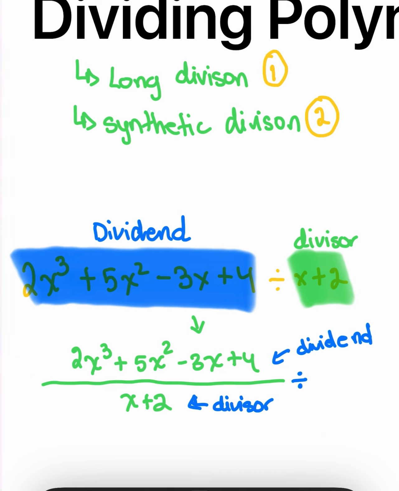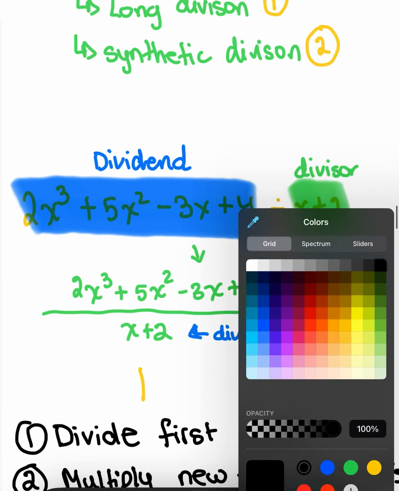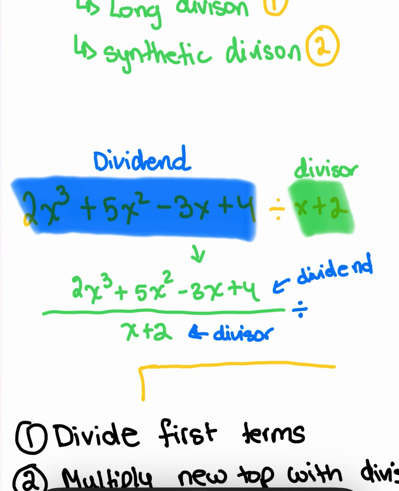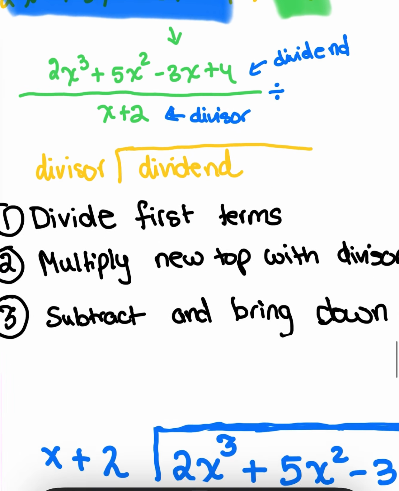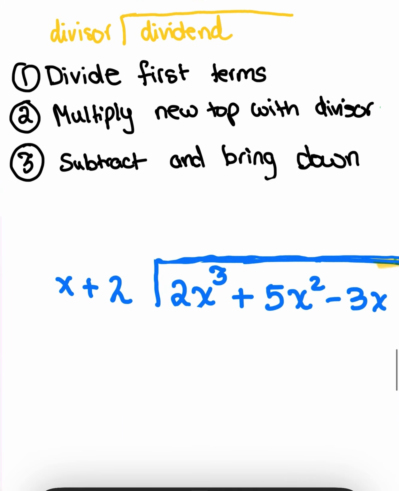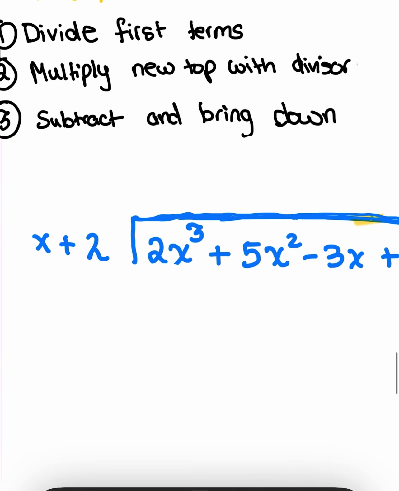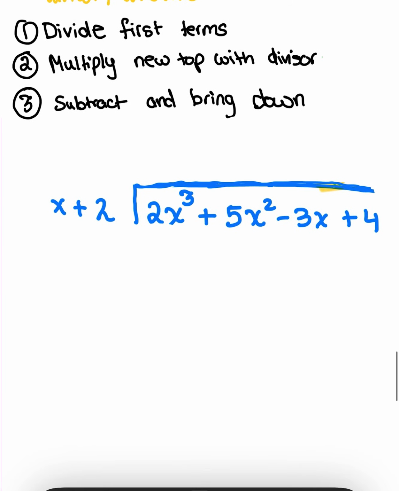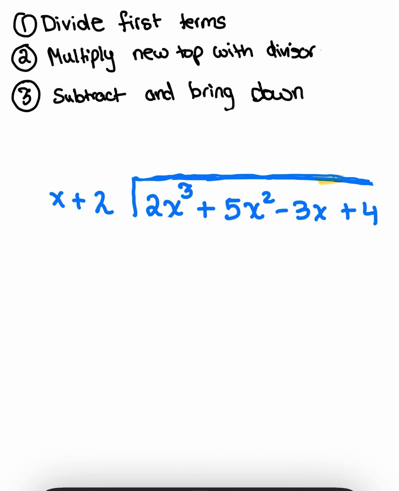Now, when we're doing long division, we are going to be using this symbol. And outside this symbol, we write our divisor. Inside, we write our dividend. Okay, just remembering that. Okay, let's get started. So when we are doing long division, we're basically following 3 steps, and we keep repeating those 3 steps until we reach a constant, which is just a plain number.